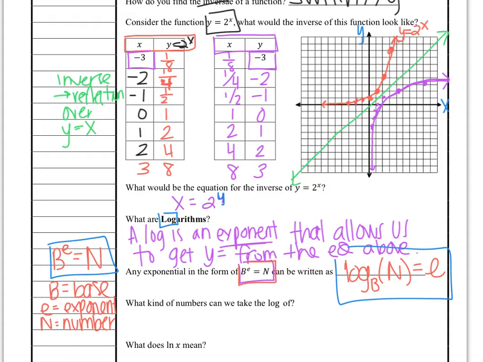So what we're saying above is that this equation of x equals 2 to the y can change forms. So this is our base, our exponent, and our number. So this means that we have log base 2 of our number x is equal to y. So that's the equation of this purple graph on here. So I just changed forms using that Ben to Benny base, number, exponent. So it says, what kind of numbers can we take the log of? Well, you can only take the log of positive numbers.